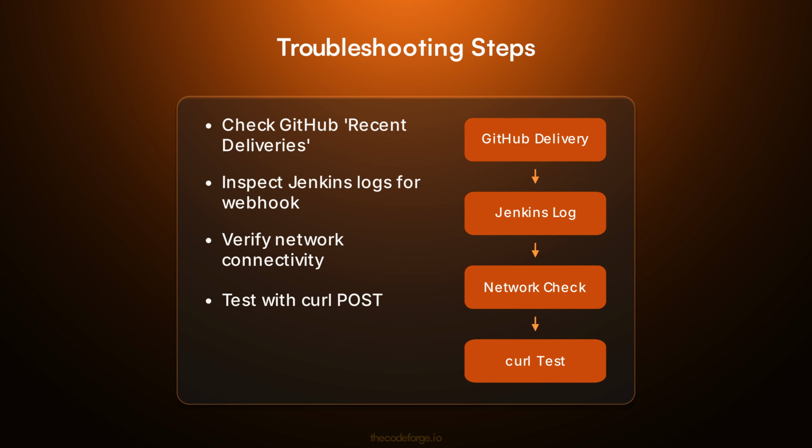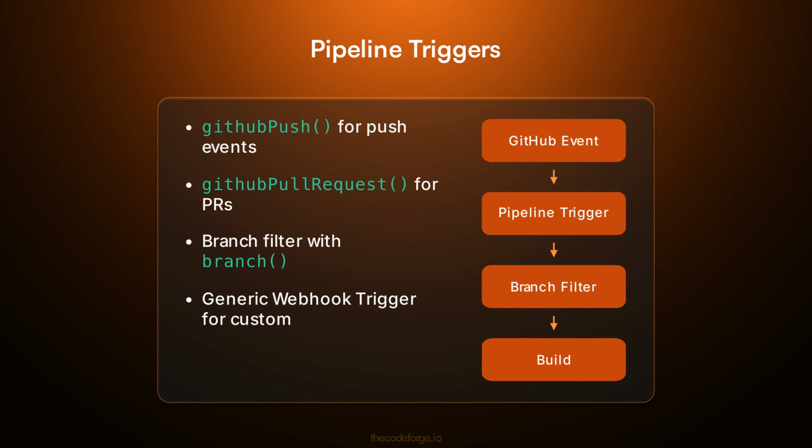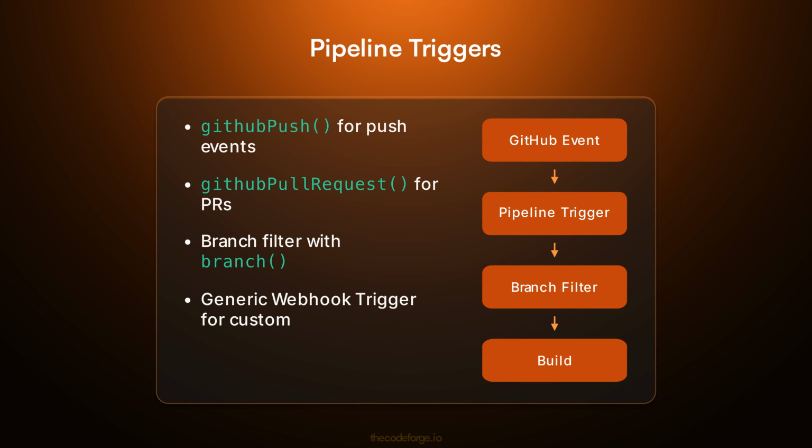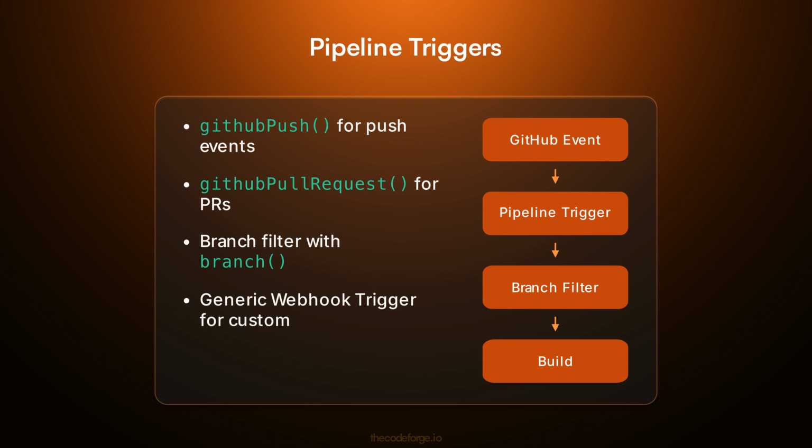Then, check Jenkins logs for received POST messages. Verify network connectivity from Jenkins to GitHub API. Use curl to manually send a test POST to the webhook endpoint. Jenkins pipeline offers fine-grained control with GitHub push and GitHub pull request triggers. Use branch to filter by branch. For complex scenarios, the Generic Webhook Trigger plugin allows custom JSONPath filtering, but be aware it bypasses HMAC verification.